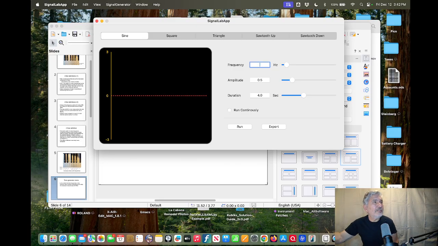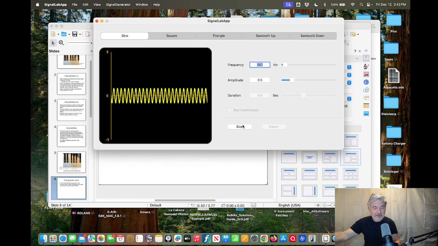Let's start with 261.63. Since this tone generator only accepts whole numbers for frequencies, I'm going to use 262. That should be close enough. Okay, 262. And this should be middle C. And there's middle C. All right.